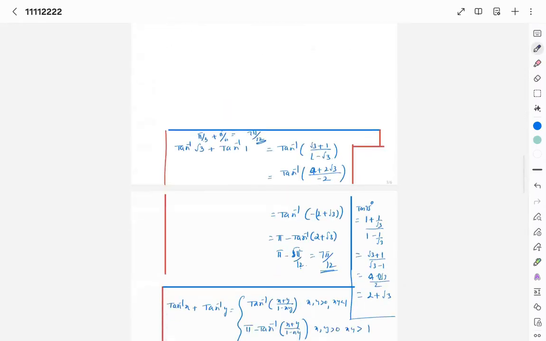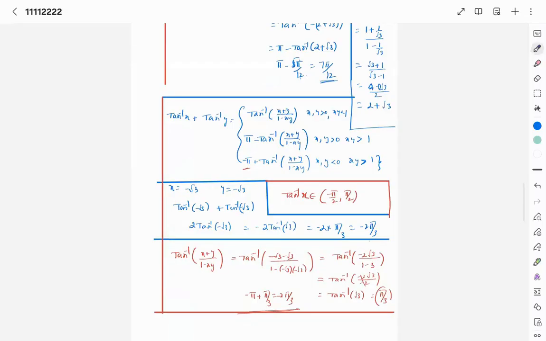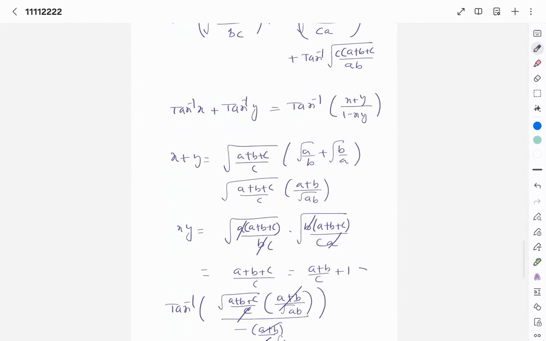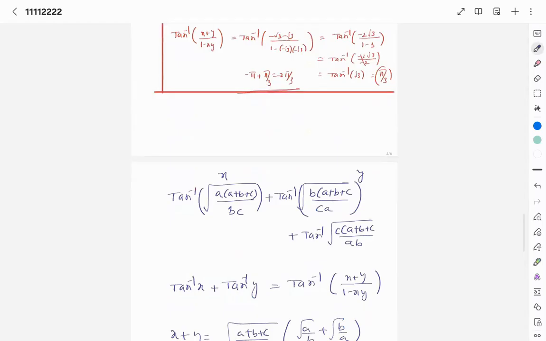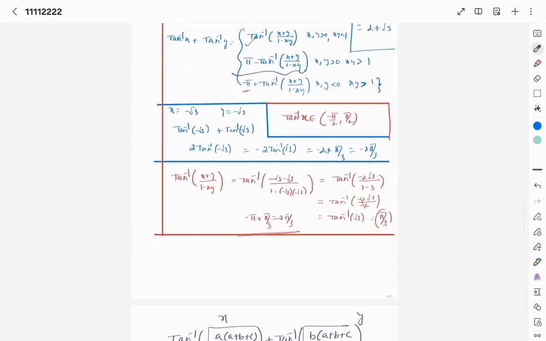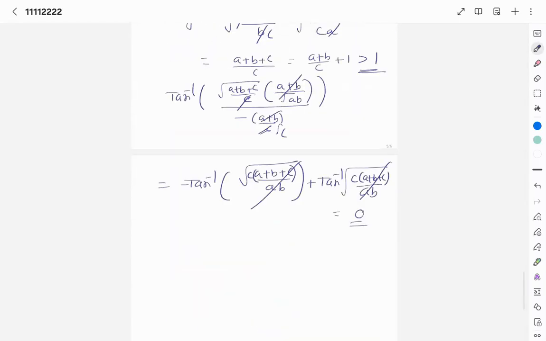So that means where is the trouble? What is the mistake we did? Here x and y, a and b are positive, (a plus b) by xy is greater than 1. Then I cannot use this straight formula. I have to use this. That means pi minus tan inverse of (x plus y) by (1 minus xy). So here it is tan inverse of (x plus y) by (1 minus xy).